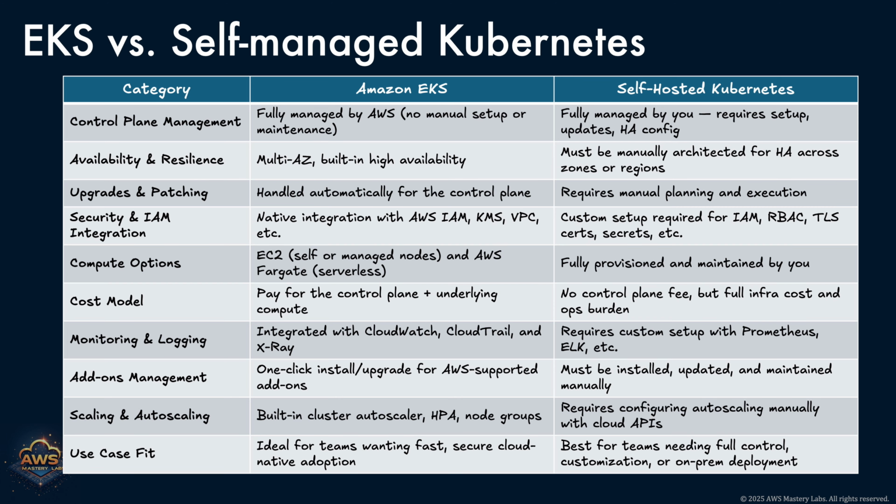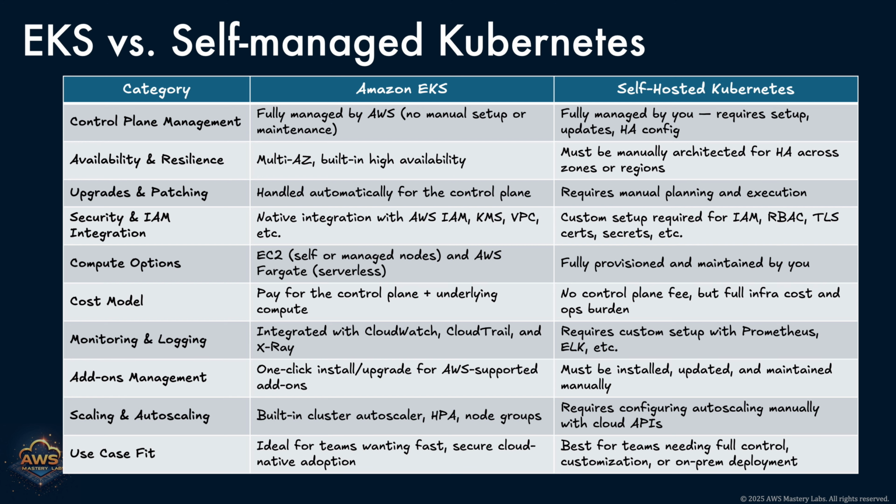When choosing between Amazon EKS and self-hosted Kubernetes, it's important to understand the key trade-offs between convenience, control, scalability, and operational overhead. With Amazon EKS, AWS provides a fully managed control plane, which includes the API server, etcd, scheduler, and controller manager. You don't have to provision or maintain any of these components. AWS handles updates, patching, and scaling automatically. In contrast, self-hosted Kubernetes means you are responsible for setting up and maintaining the entire control plane, including ensuring availability, applying patches, and handling upgrades across versions. EKS is built for high availability out of the box. The control plane spans multiple availability zones, offering resilience against zone-level failures without extra configuration.